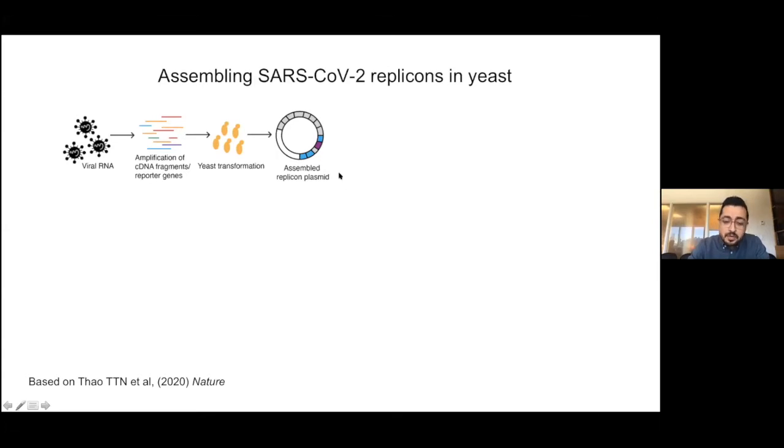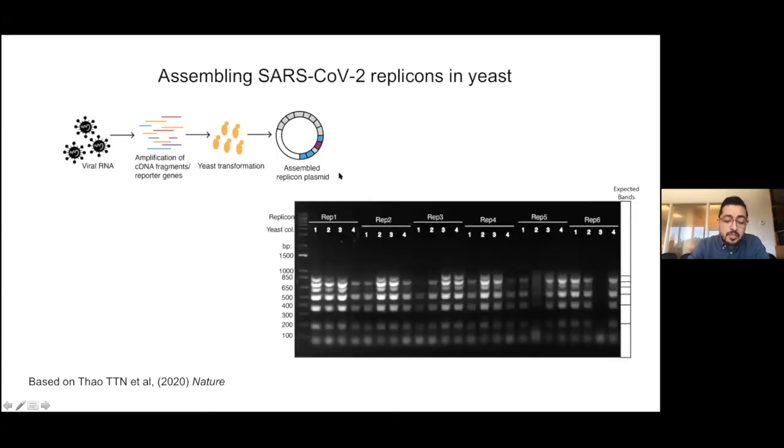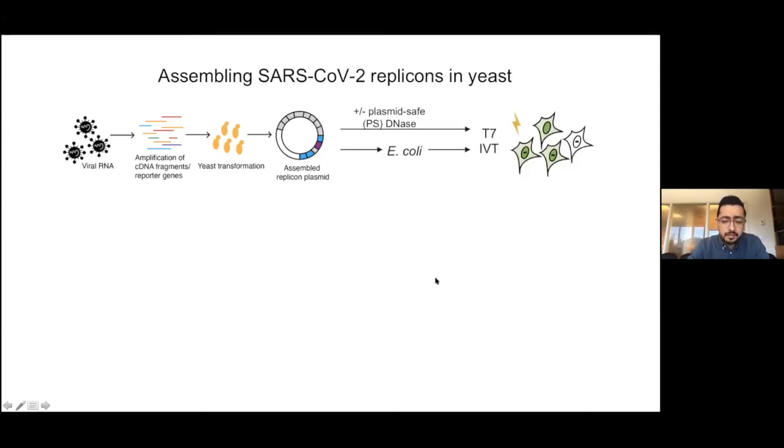This process is pretty efficient in our hands. And here I'm showing you multiplex PCR to get a sense of plasmid assembly. For the 6 replicons here, we get at least 2 correctly assembled clones for each one, which we can then sequence confirm. But while assembly may be straightforward, harvesting plasmid from yeast in enough quantity to make RNA turned out to be tricky. We isolated DNA and included a DNase step that would remove any non-circular DNA contaminants.